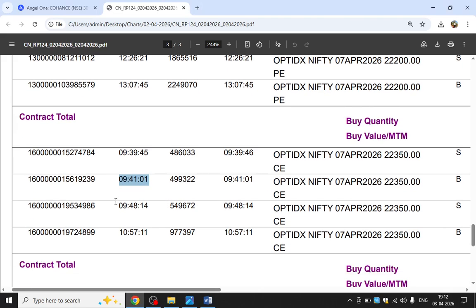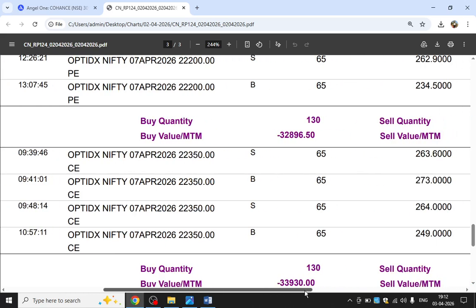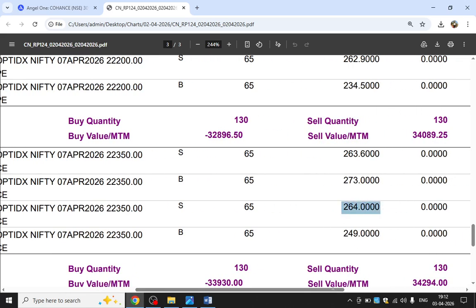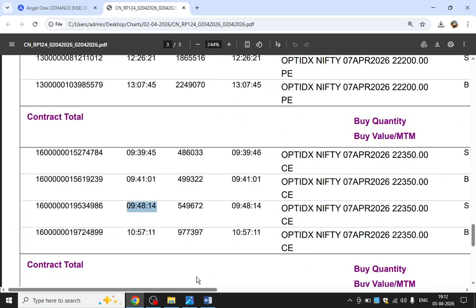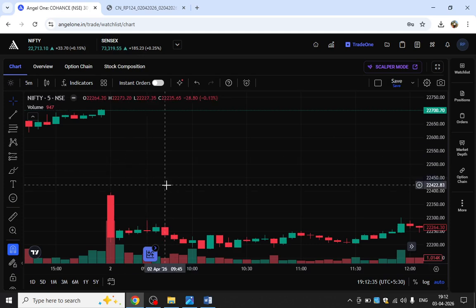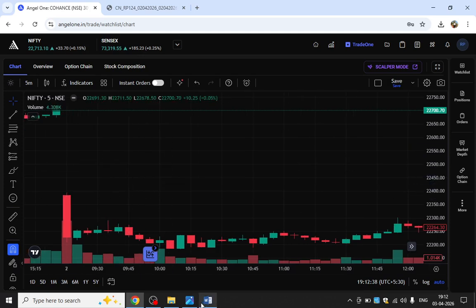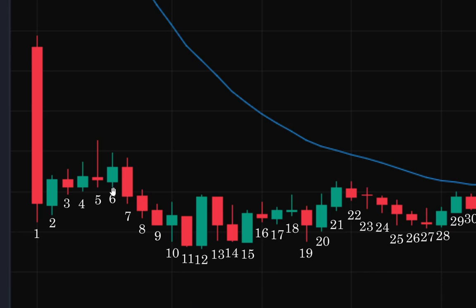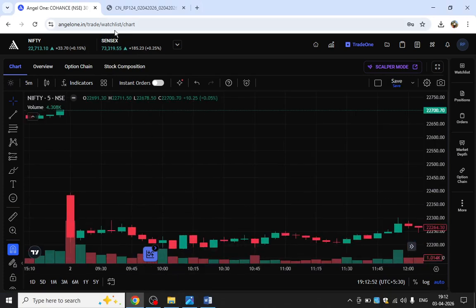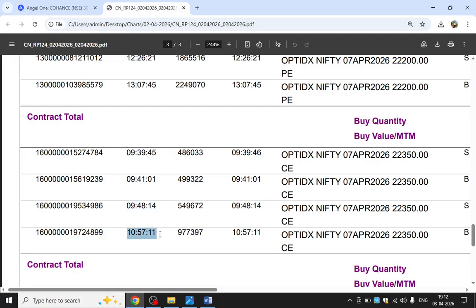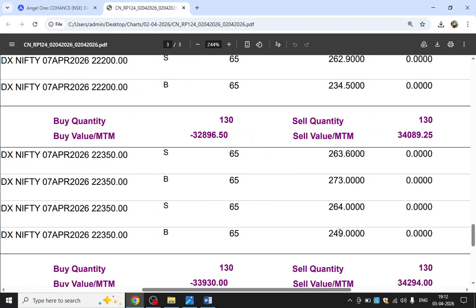Okay, then at 9:48 again I have taken the trade at 264 value. I'll show you at what time. 9:48. So on this bar, below this bar 6, I have taken the trade assuming that the price will move down, and I got in at 264 rupees. Now at 10:57 I got out at 249 rupees.